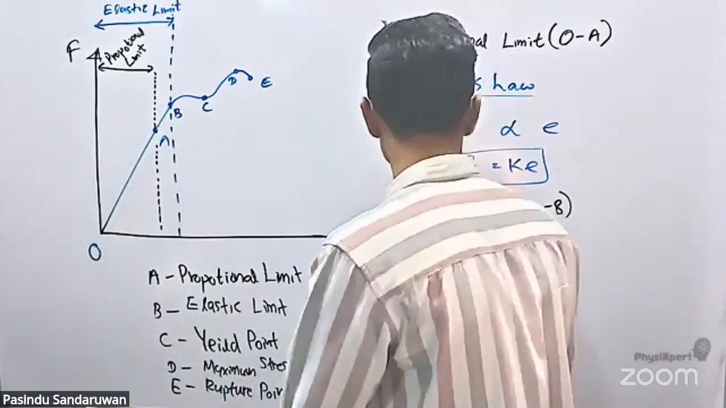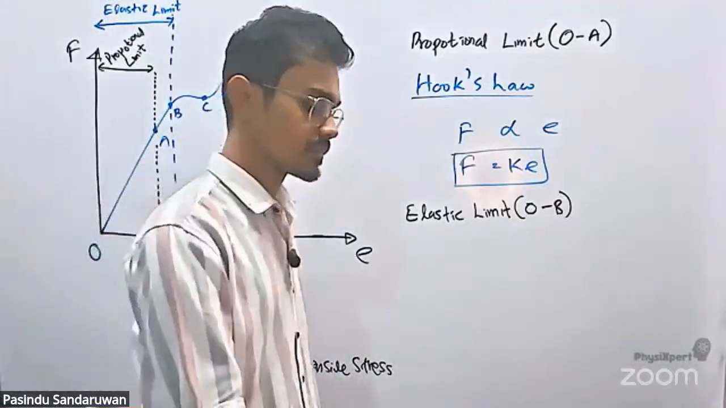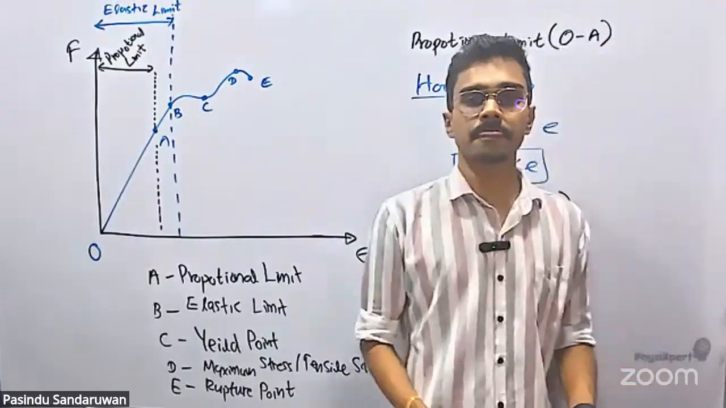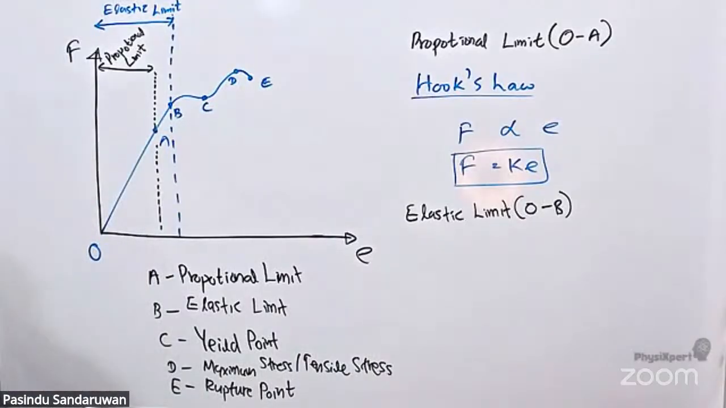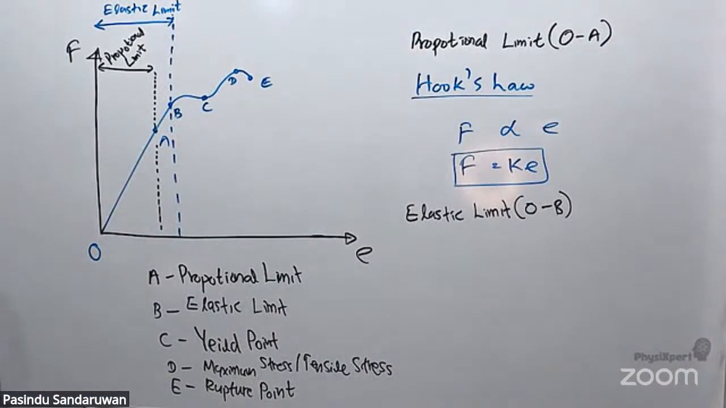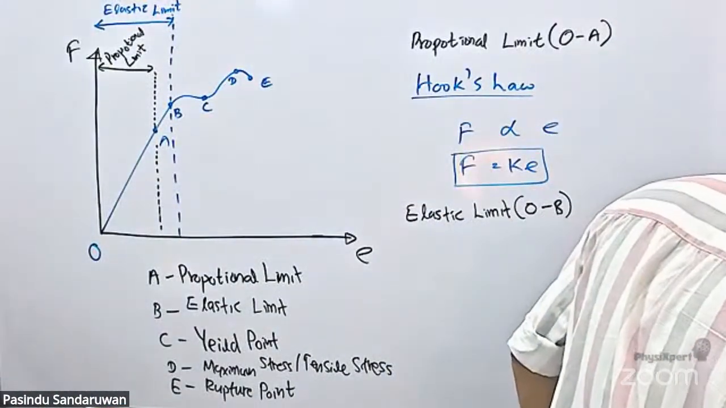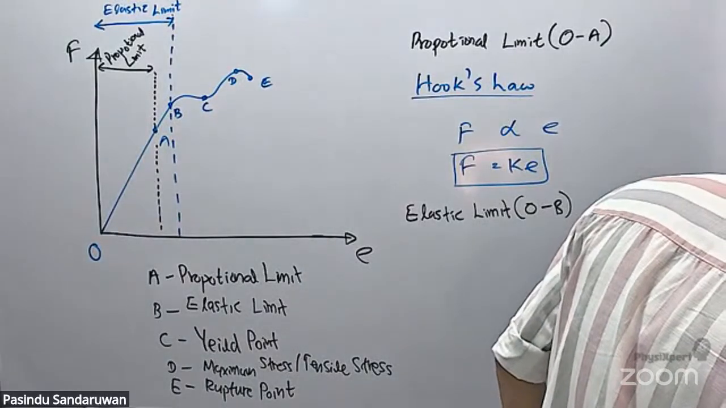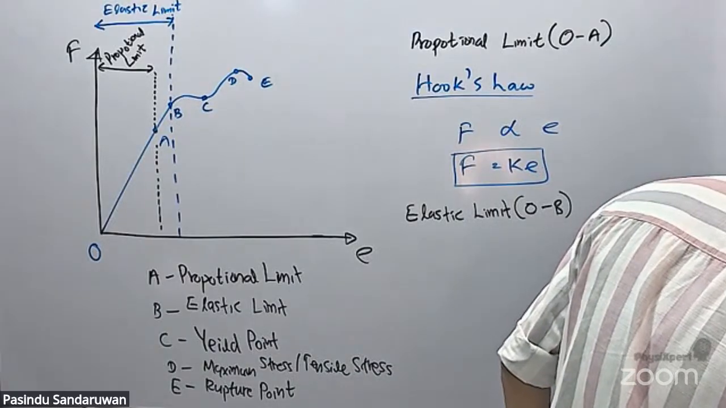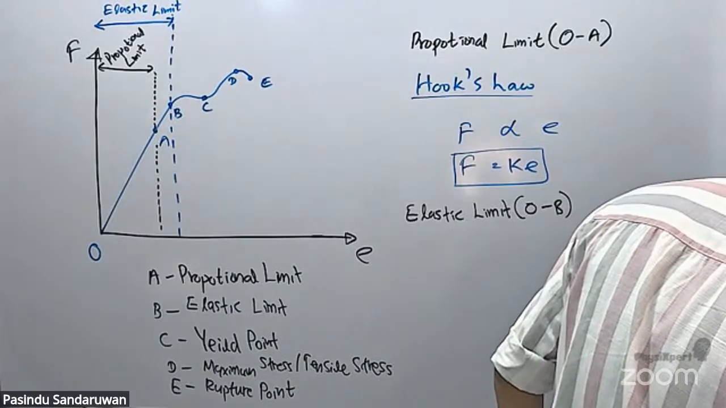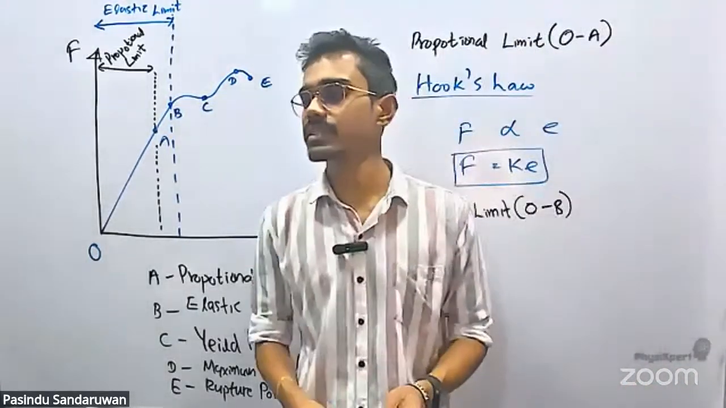Write down below, first point, under elastic limit, write down: extension becomes zero if applied force is zero. Within brackets, F equals zero.